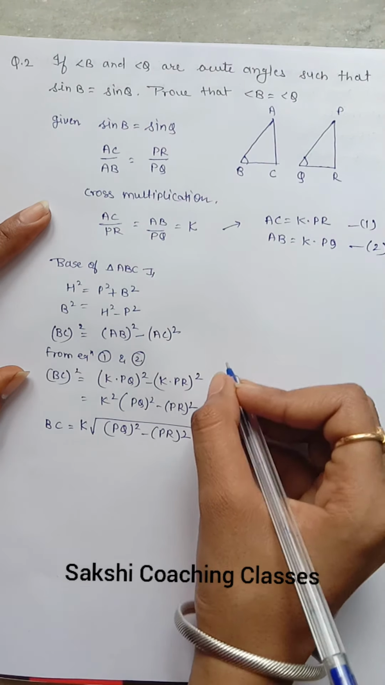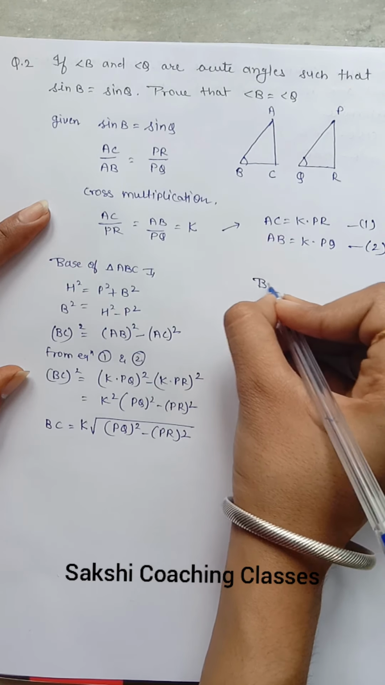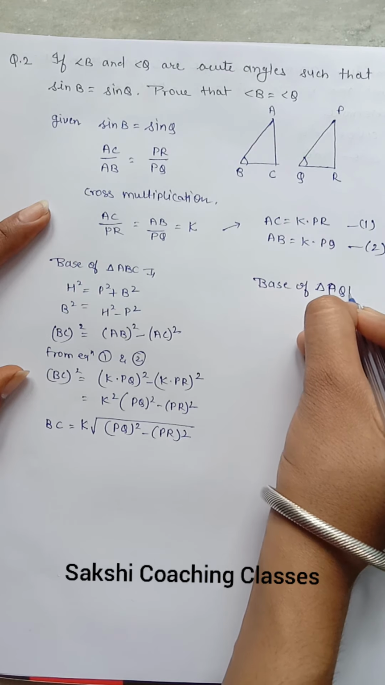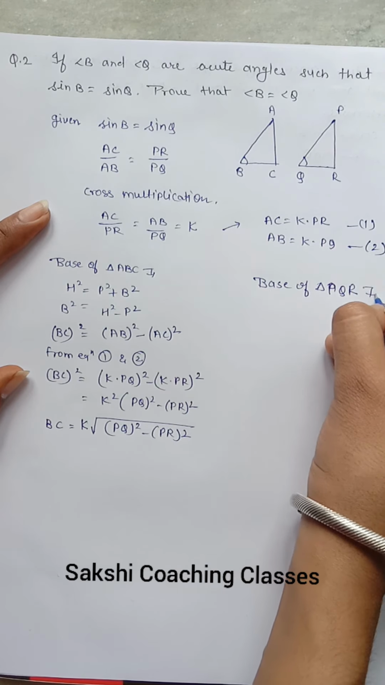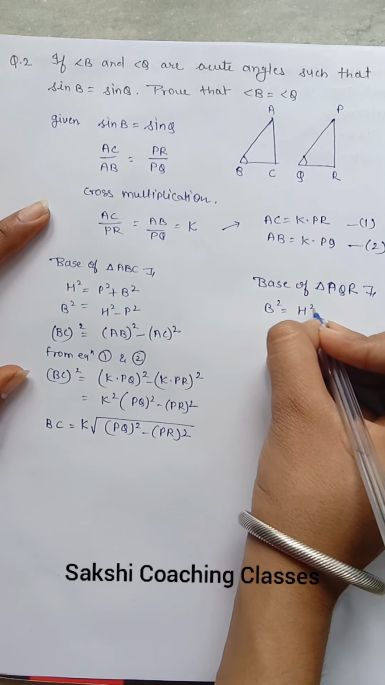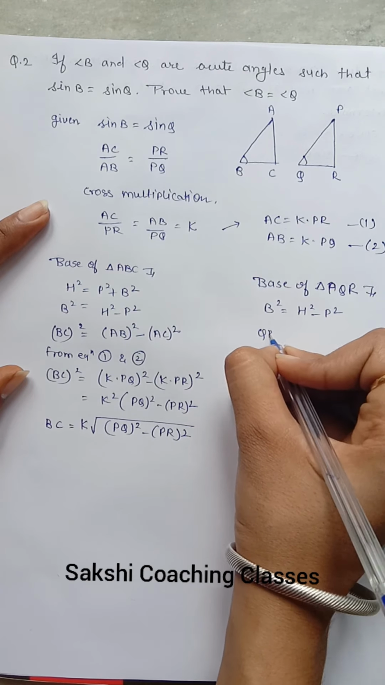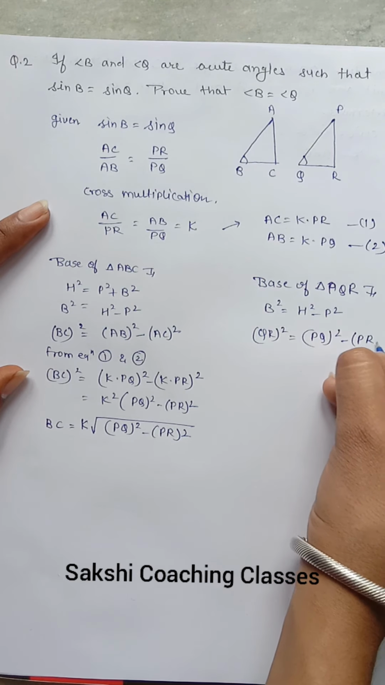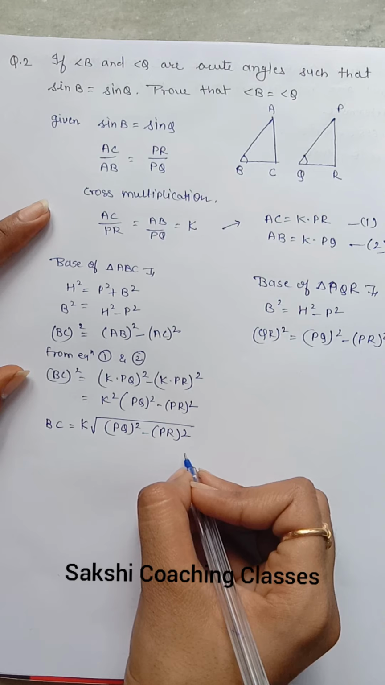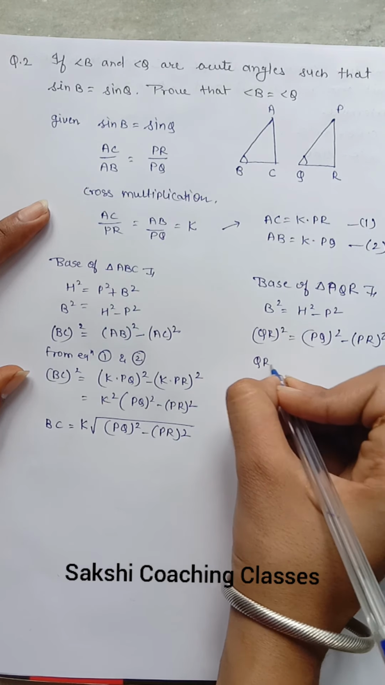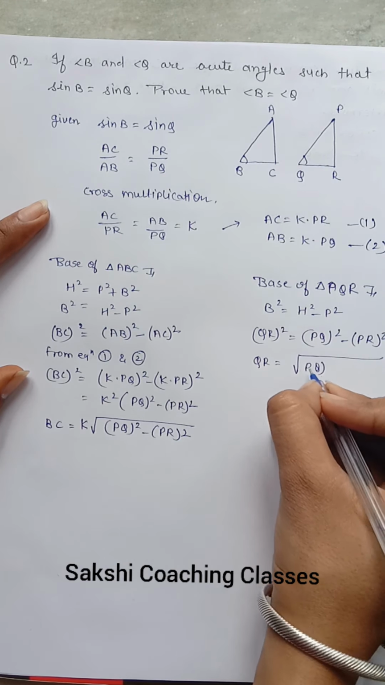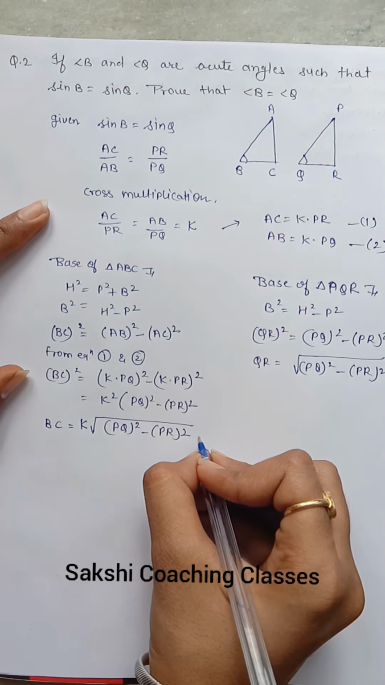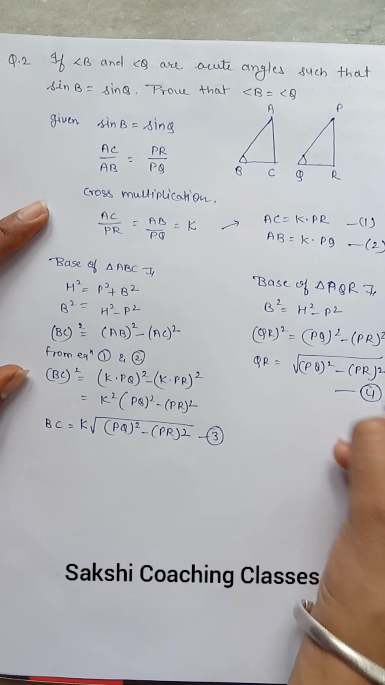Okay? Similarly, if we find the base of triangle PQR, we will use the same concept. B square is equal to h square minus p square. Here B is QR square, h is PQ square, and p is PR square. Okay, and if we get QR, it will be the root of PQ square minus PR square. This is our equation number 3 and this one is equation number 4.